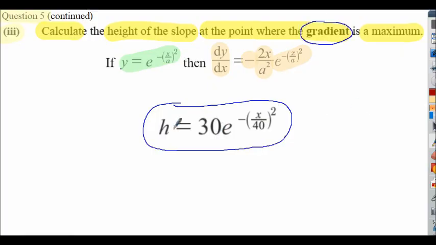The original equation relates to the height. It's not the height that's a maximum. We know that's a maximum when x is equal to 0, it's 30 meters high. We're trying to find where the maximum gradient occurs. So be careful, it's very easy to miss that point. And if you're struggling with this particular question, well, then you're not alone, because I found this a very difficult question to solve.